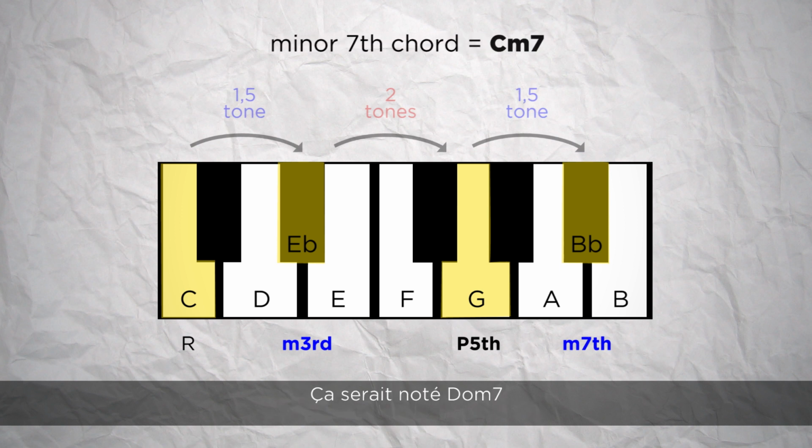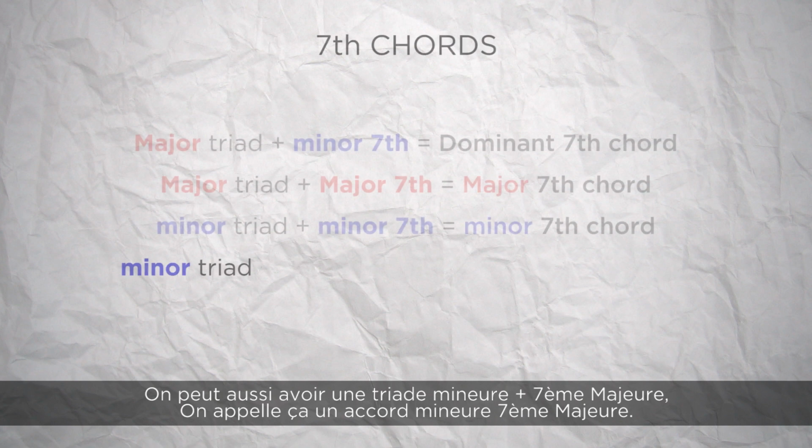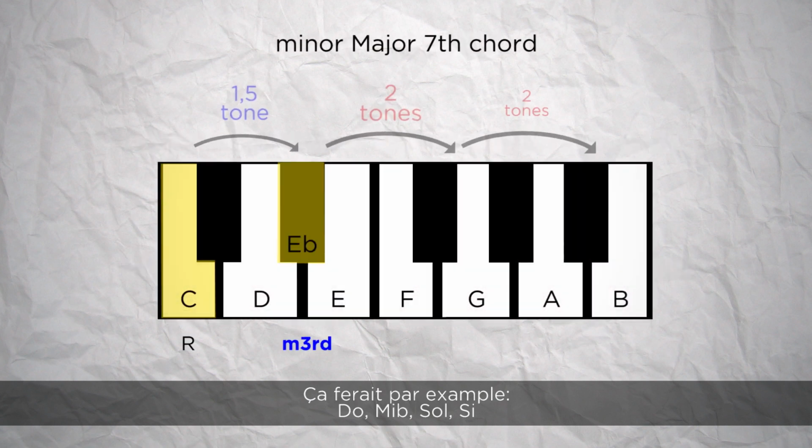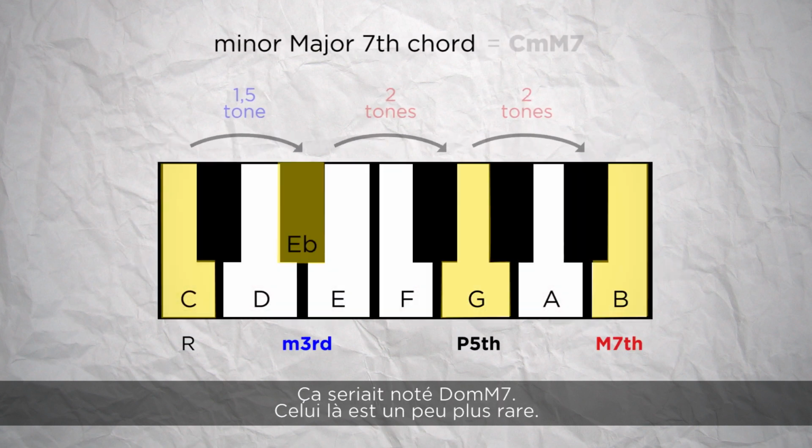They would be noted C lowercase m 7. You can also have a minor triad with a major 7th. That would be a minor major 7th chord. That would make, for instance, C, E flat, G, B. That would be noted C lowercase m capital M7. This one is a bit more rare.